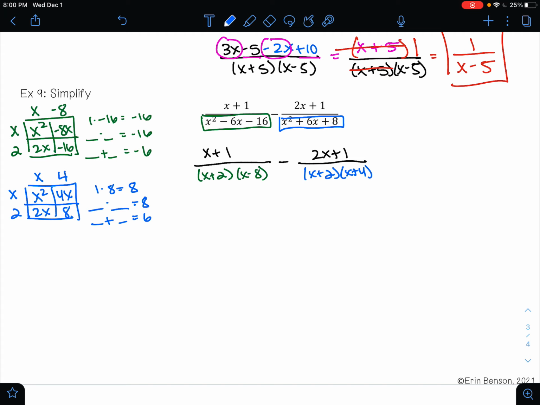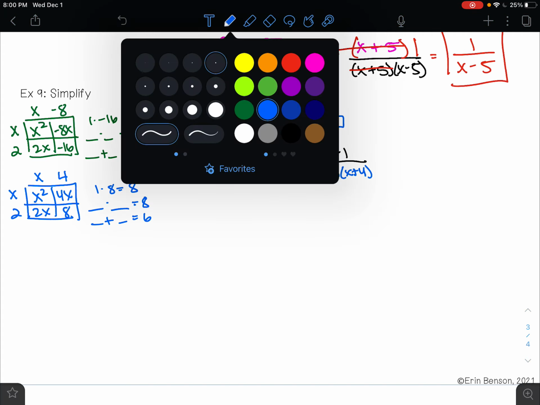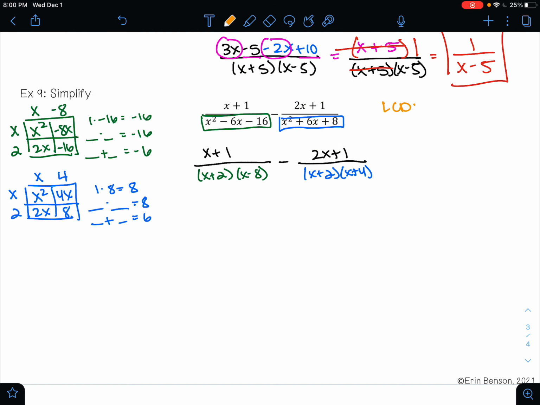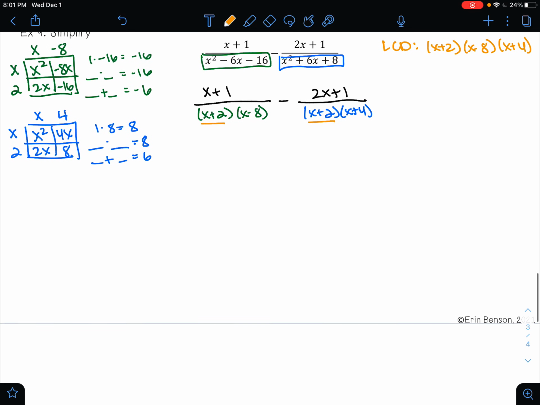Now that my denominators are completely factored, I can go ahead and look for my least common denominator. Both of these denominators have an x plus 2. This denominator has x minus 8, and this denominator has x plus 4. So those are the factors that I'm going to have to multiply each of these by. So my least common denominator is going to be x plus 2 times x minus 8 times x plus 4. So this one is missing the x plus 4. And this one is missing the x minus 8.